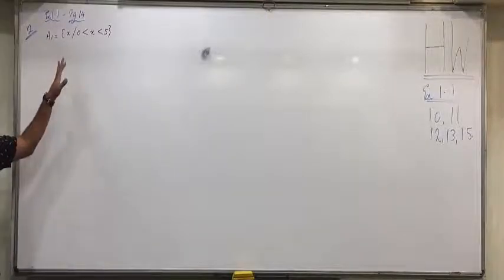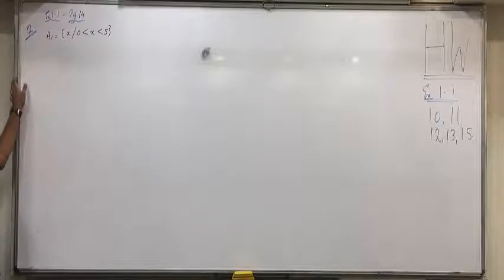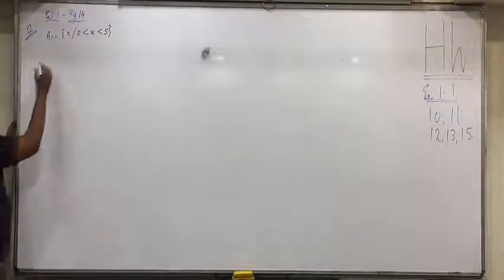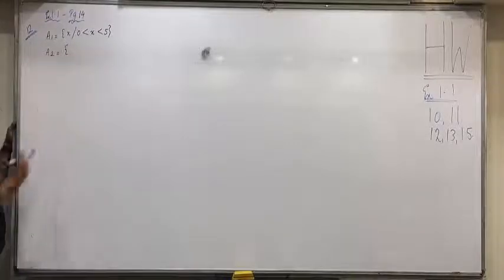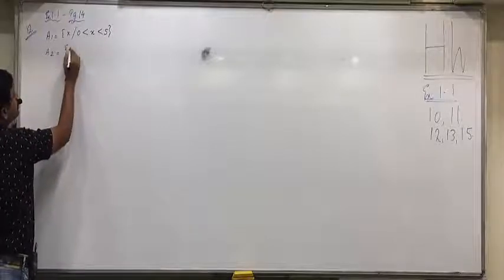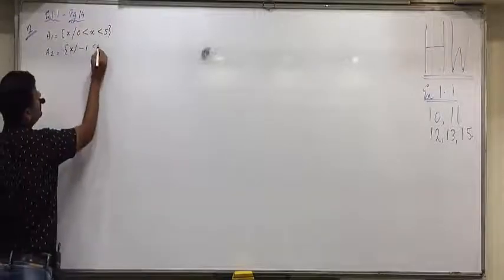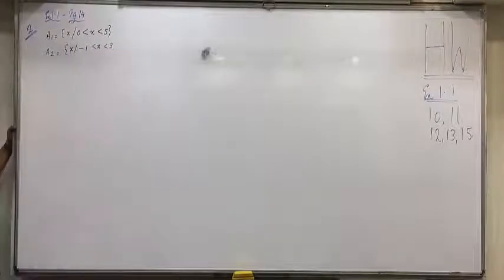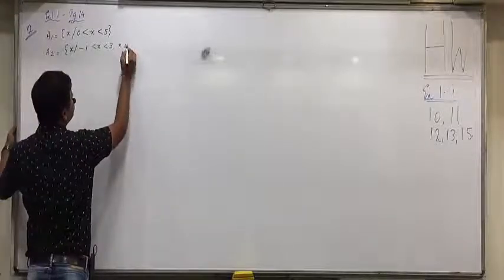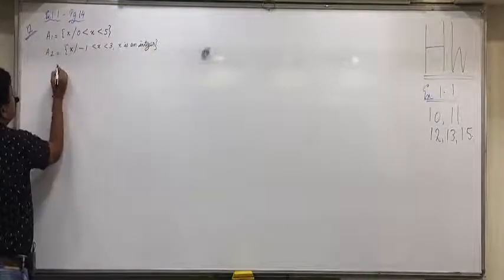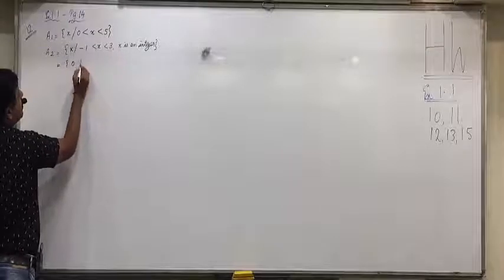Yes, so A1 cannot be written in any other manner. Did everyone understand this? We would have written 1, 2, 3, 4 if it was mentioned x is an integer. Now further, A2. It is mentioned as x such that minus 1 less than x less than 3. Now see, here it is given that x is an integer. So here we will write, between minus 1 and 3: 0, 1, 2.